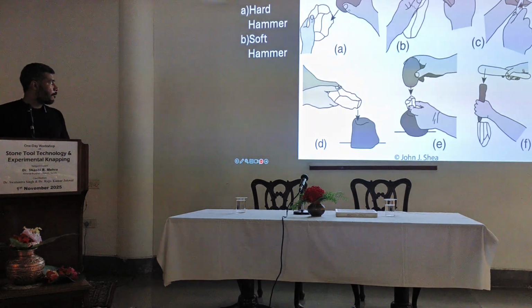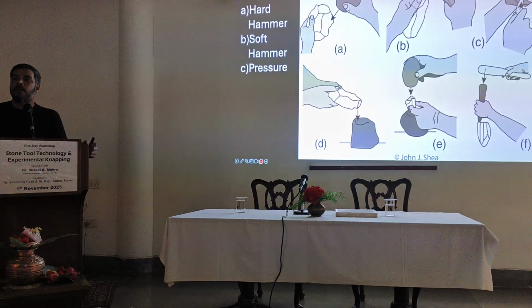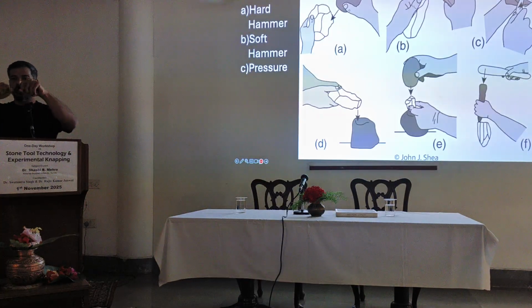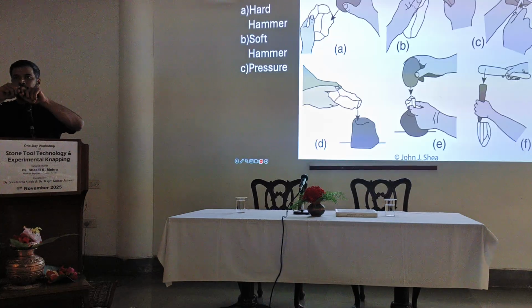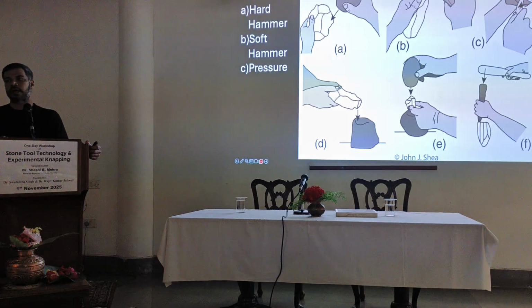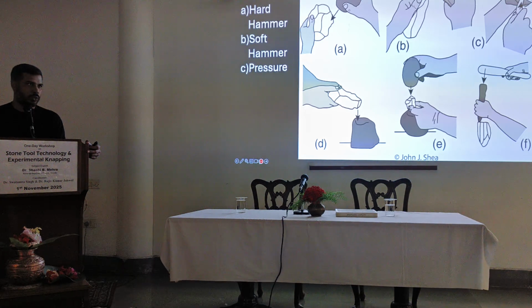Next, then you have the pressure technique. Pressure technique is when you are holding a hammer in your hand, applying pressure on your core, and removing a flake. Basically, this is the method by which retouches are done. You might have heard the term retouch from the Middle Paleolithic onwards. For making points and arrows, this kind of pressure technique is used.